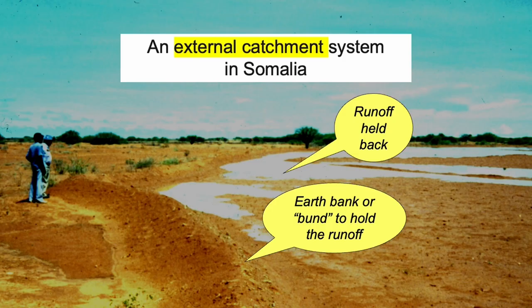Here's an example of an external catchment system, from Somalia in this case. Wherever there is a need to grow crops in dry areas where rainfall is inadequate, farmers tend to come up with the same basic idea, water harvesting, although the practices differ from country to country and region to region.